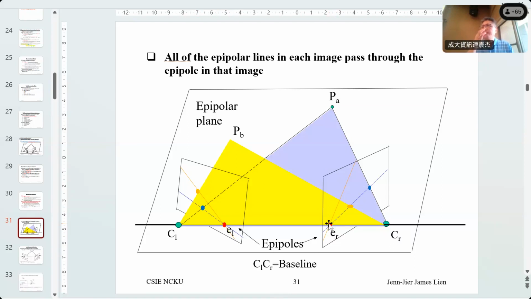The two will correspond. So that means if you can find the corresponding epipolar line, then for any point in the left-hand side, you just go to the corresponding epipolar line in the right-hand side and just do a 1D search along the epipolar line, and you can find the corresponding point. So epipolar lines are very important. They can reduce a 2D search to a 1D search. Okay.